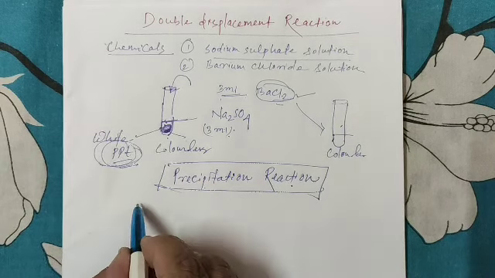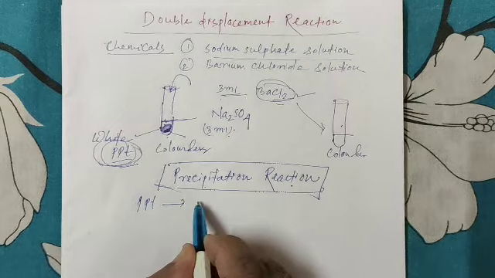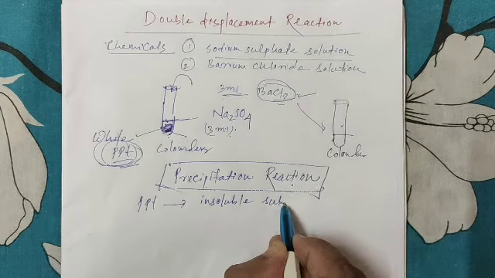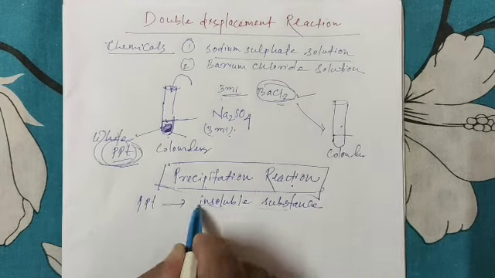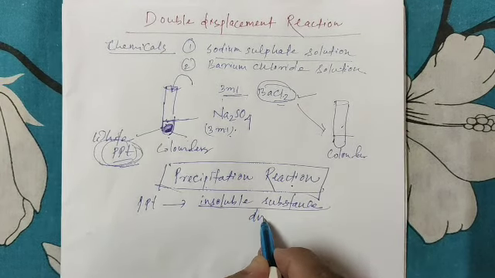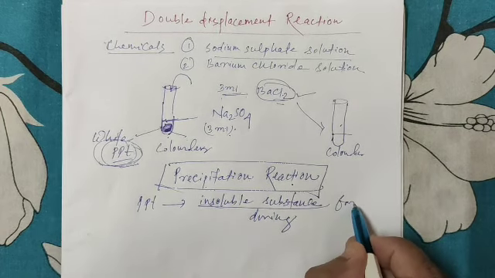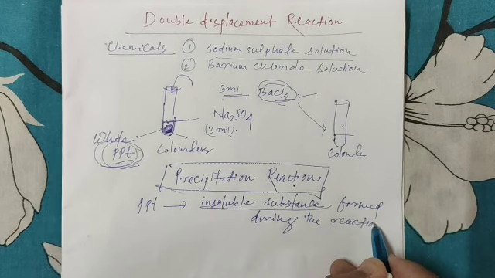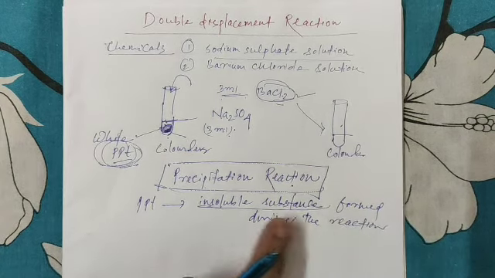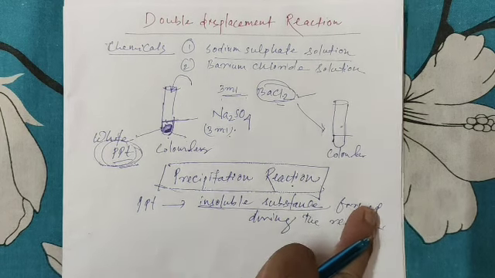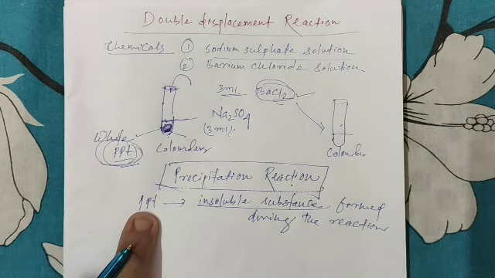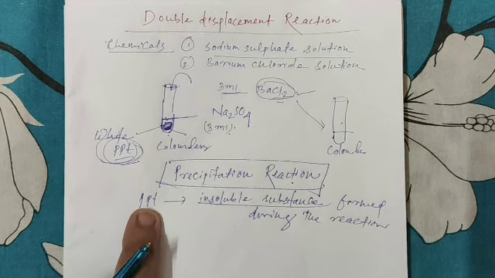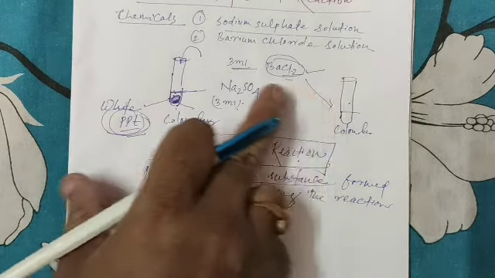So what is precipitate? Precipitate is nothing but an insoluble substance formed during the reaction. During the reaction, or after the completion of the reaction, the insoluble substance formed is called precipitate. The reactions in which precipitate formation occurs are called precipitation reactions.